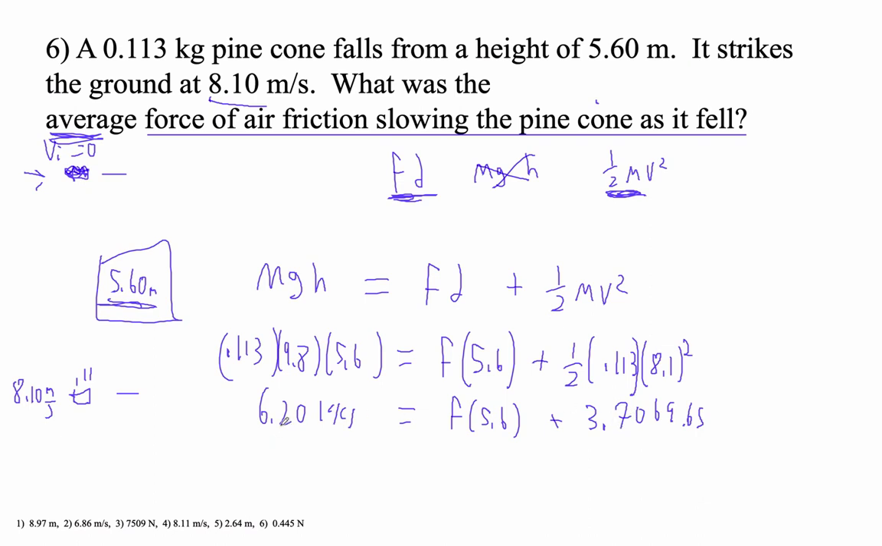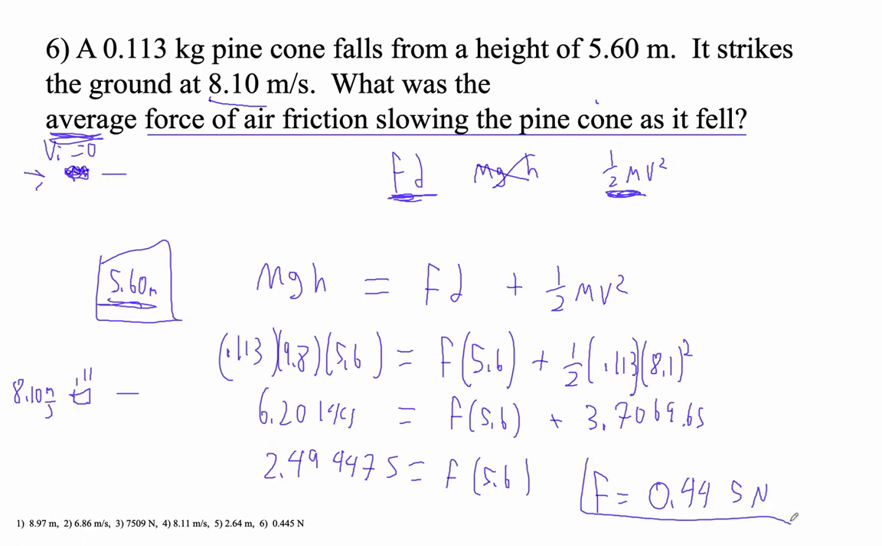The difference between this and this is how much energy is lost. So I'm going to go this guy minus this guy. So 6 point whatever minus this 3.7 guy, and that is 2.494475. That is force times 5.6. So if I divide both sides by 5.6, I'll get what the force is. So the force is 0.445 newtons. It keeps going. There's a lot more digits there. Okay? All right.